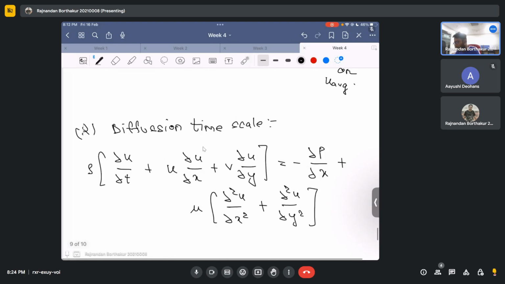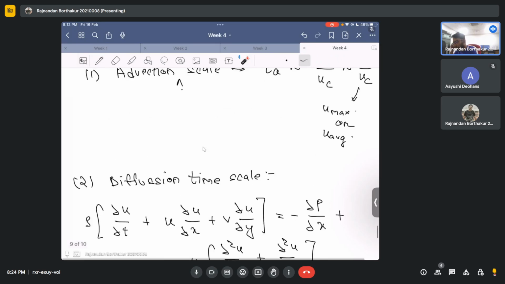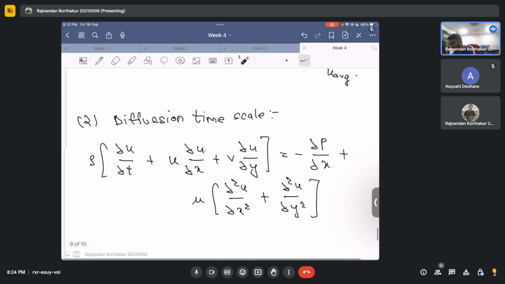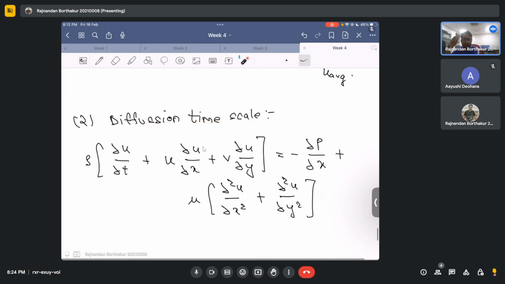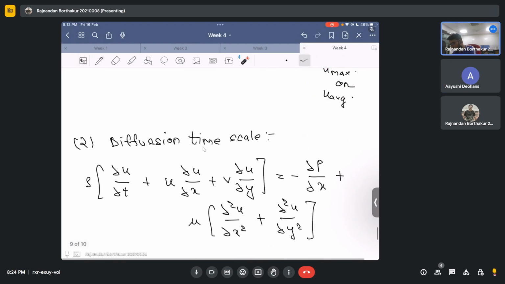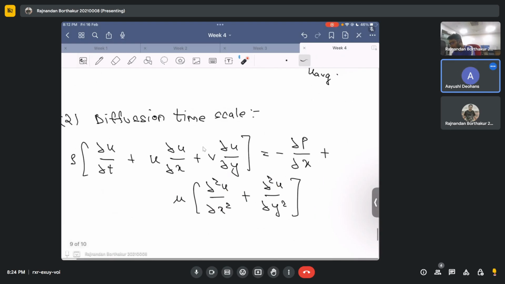For instance, can you quickly tell me? We saw that the advection time scale, just by thought, we say is LC by UC. But can you tell me from this equation which term we need to compare in order to get the advection time scale? So you said the answer: del u by del t, and that with grad dot u. This term, right? Yes, exactly. That is indeed correct.